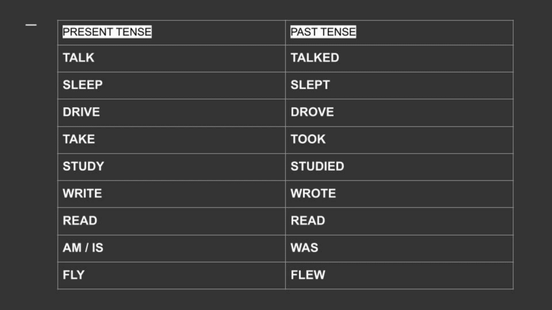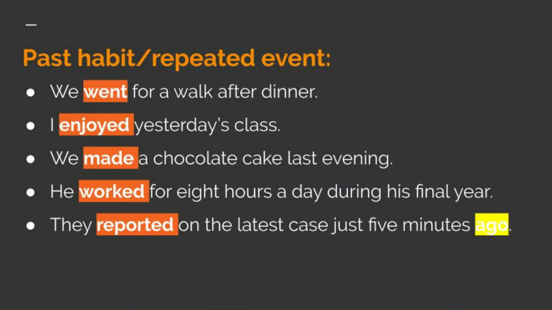Let's look at some of the examples in the next slide. Look at these sentences. They're talking about a past habit or a repeated event. Okay. We went for a walk after dinner. We went. Went is the past tense of go. If this sentence was in present tense, it will be we go for a walk. Okay. Now this is in past tense, go is went. And then I enjoyed yesterday's class. I enjoy has become enjoyed.